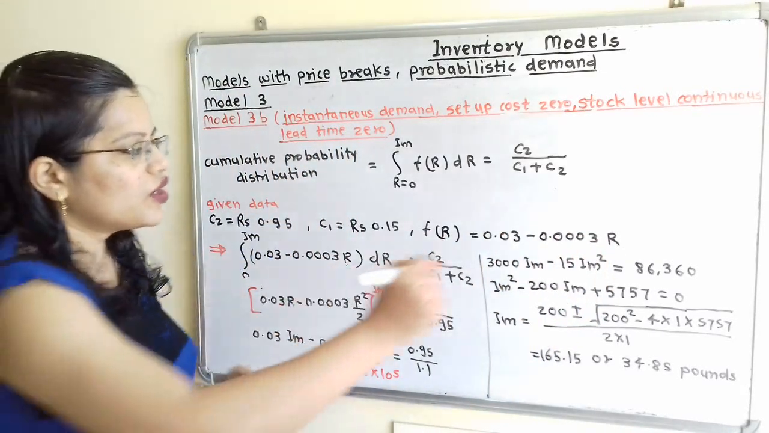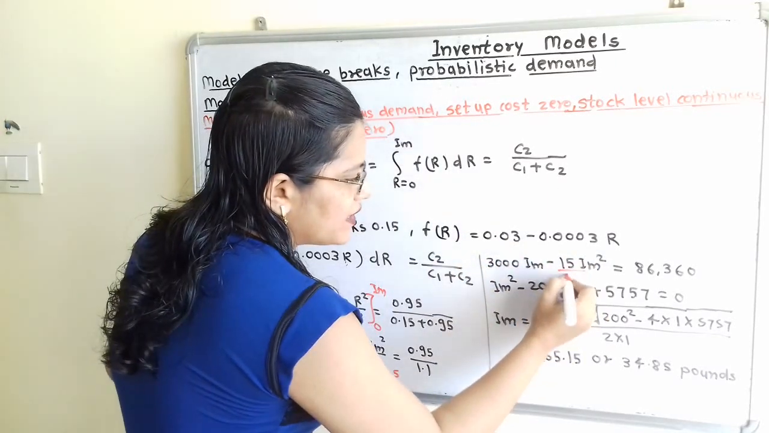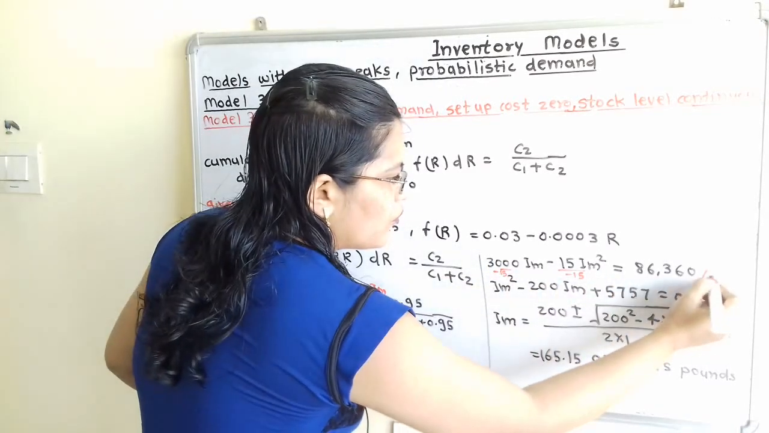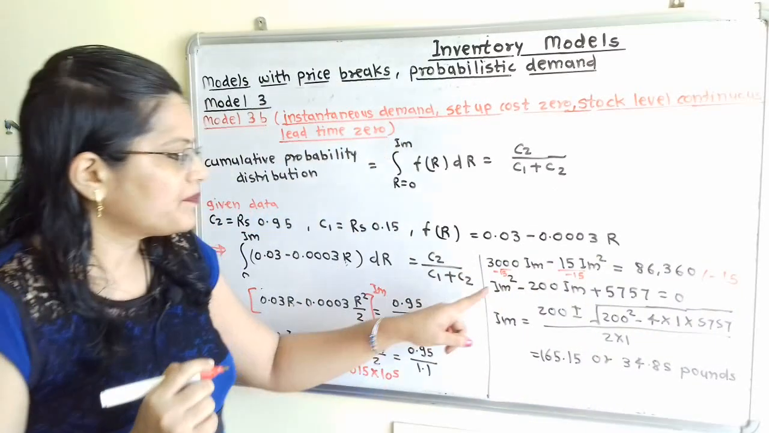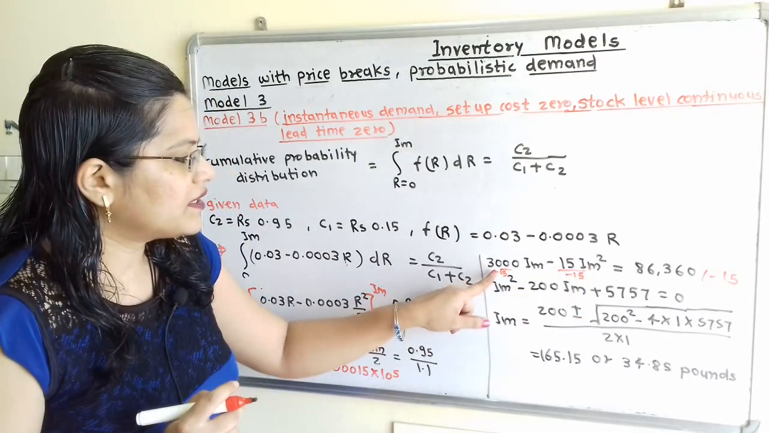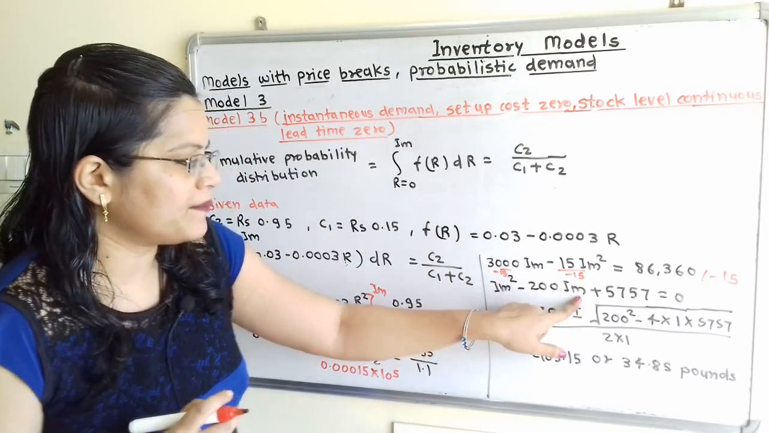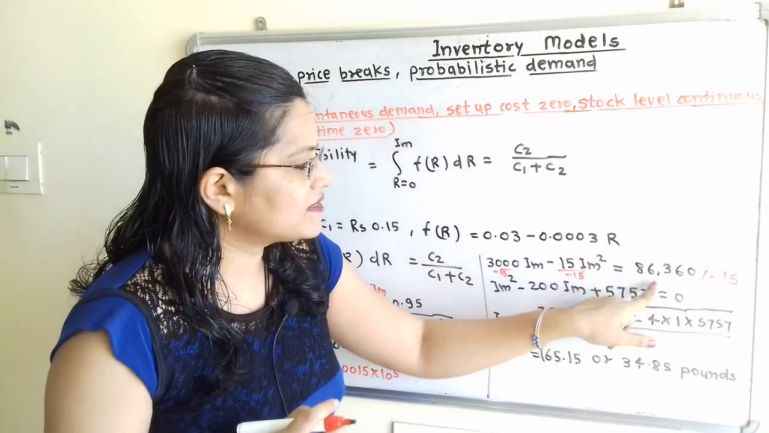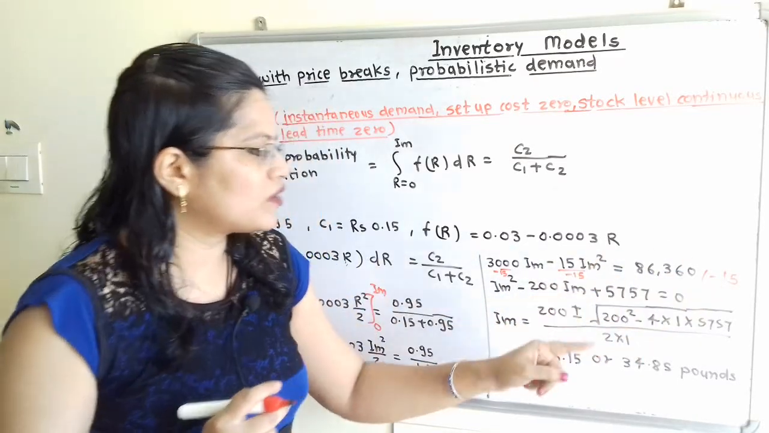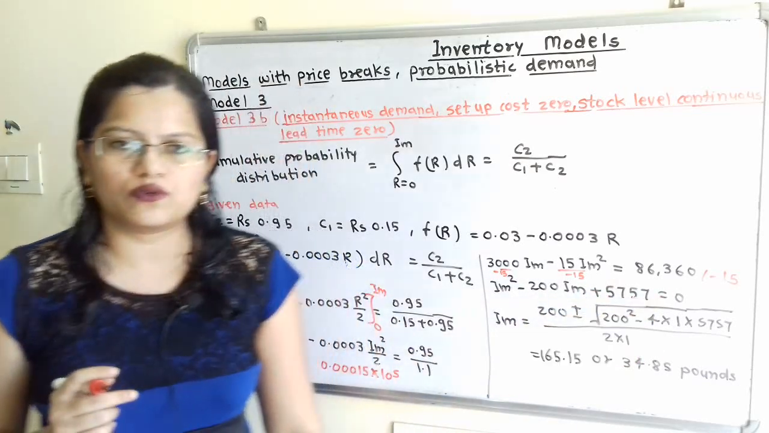Now we will convert the coefficient of Im square into plus 1. How to convert? We have to divide on both sides with minus 15. So if I divide on both sides with minus 15, then minus 15 gives only Im square. Then 3000 divided by minus 15 is minus 200 Im, which is equal to, on the right hand side, this term will become minus. If we transfer this term to the left hand side, then it will become plus 5757, which is equal to 0.